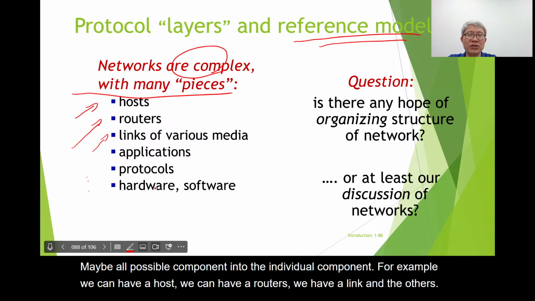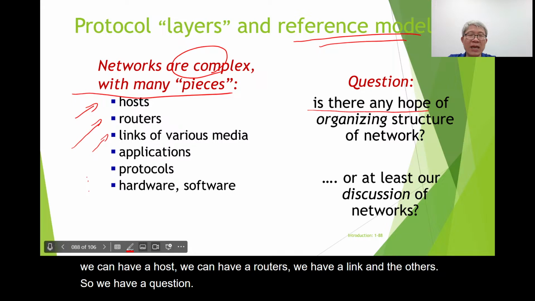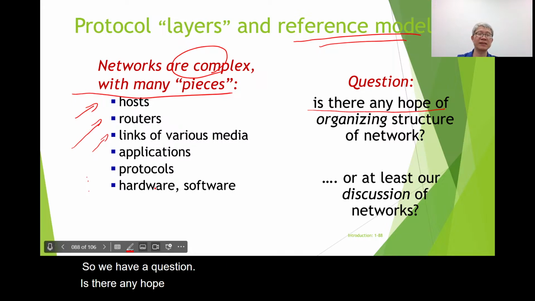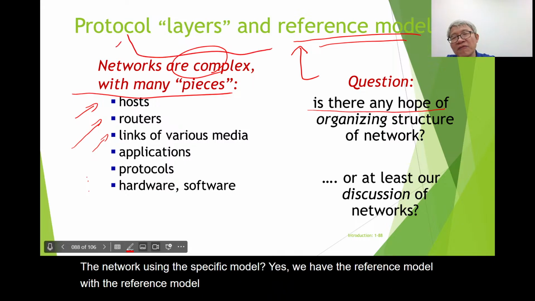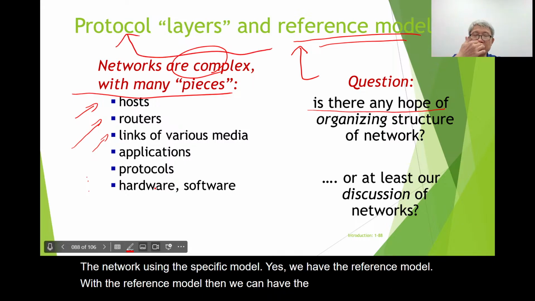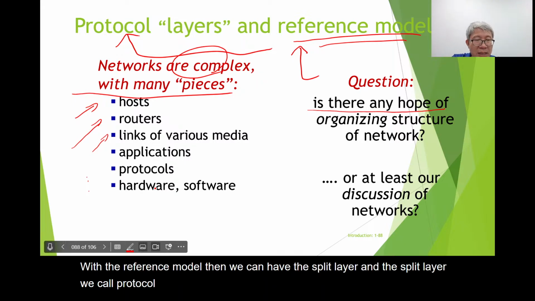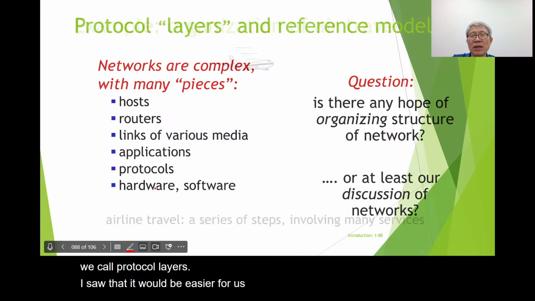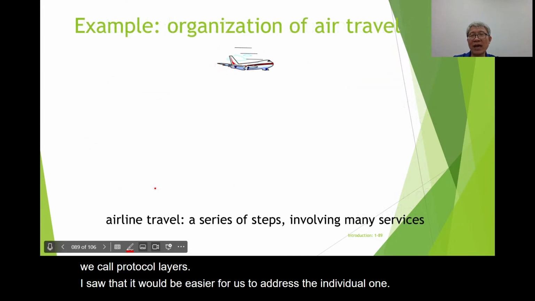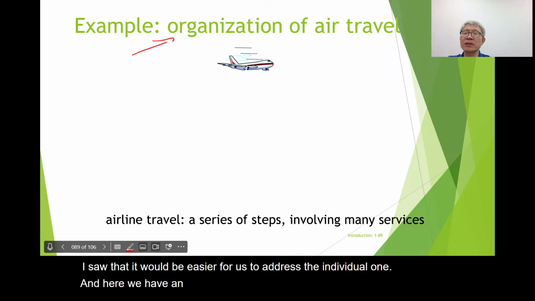So we have a question. Is there any hope of organizing the network using a specific model? Yes, we have the reference model. With the reference model, then we can have the split layer, and the split layer we call protocol layers. And so that it will be easier for us to address the individual one. And here we have an example from traveling.